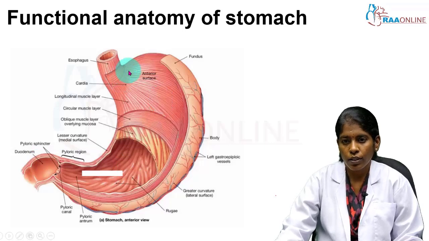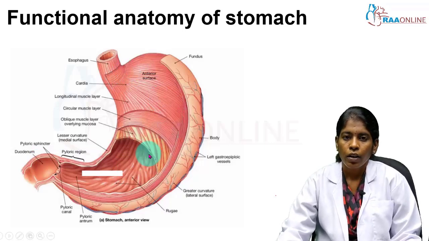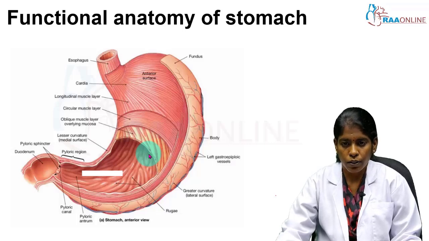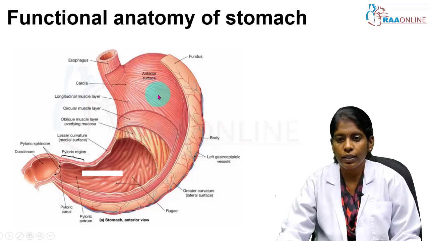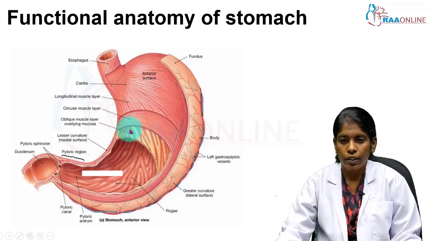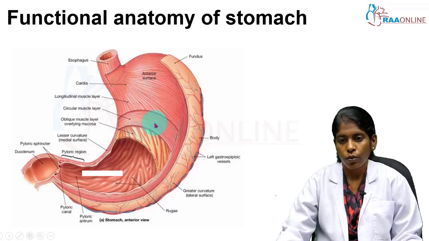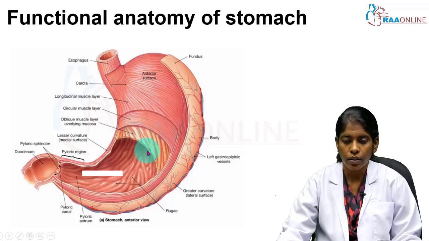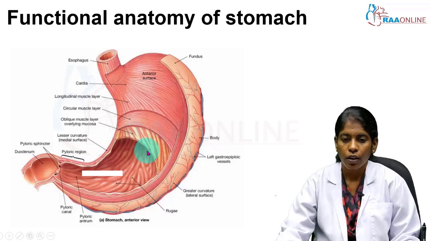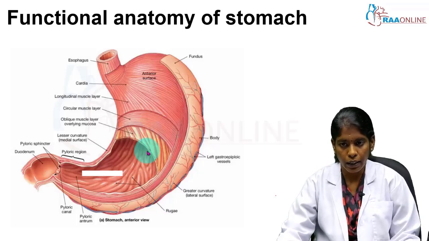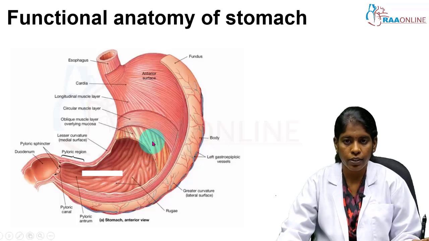This also shows the different muscle layers. Unlike the other parts of the gastrointestinal tract, the stomach has 3 layers of muscle. This is the inner oblique muscle layer, and next is the circular muscle layer, and outermost is the longitudinal muscle layer. So it has 3 muscle layers in its wall. As you all know, the entire gastrointestinal system is lined by smooth muscle. So, this is the functional anatomy.